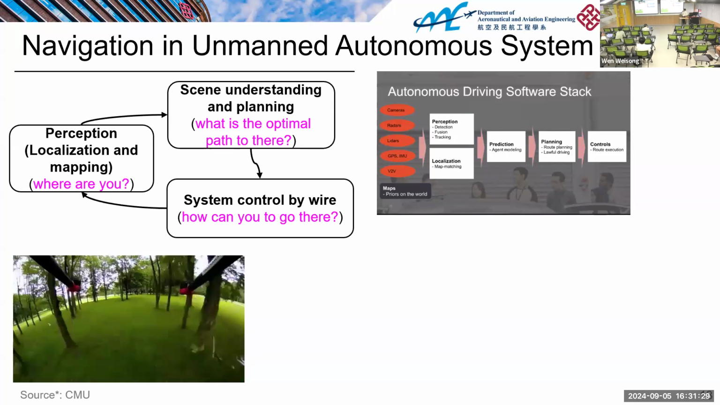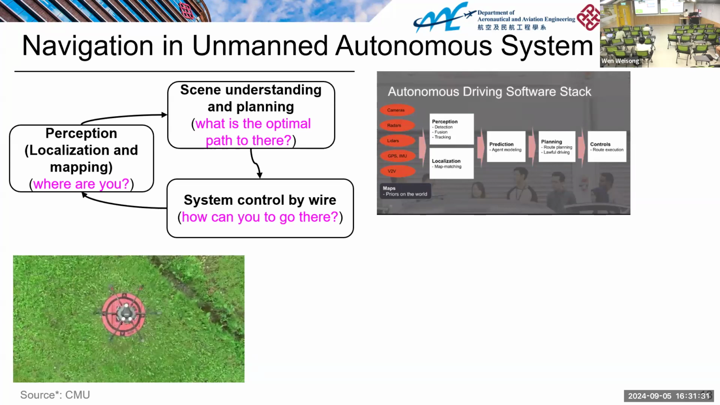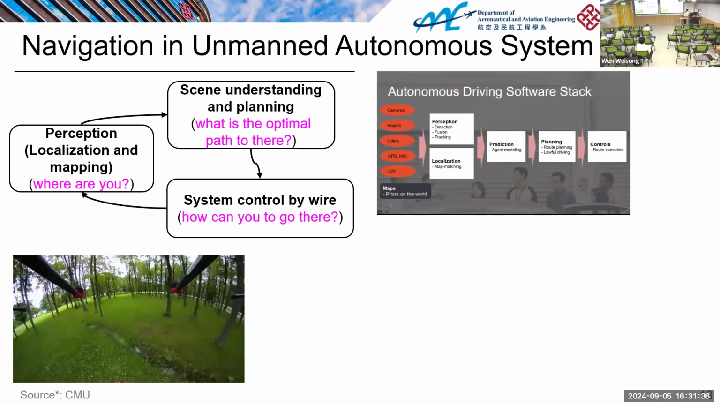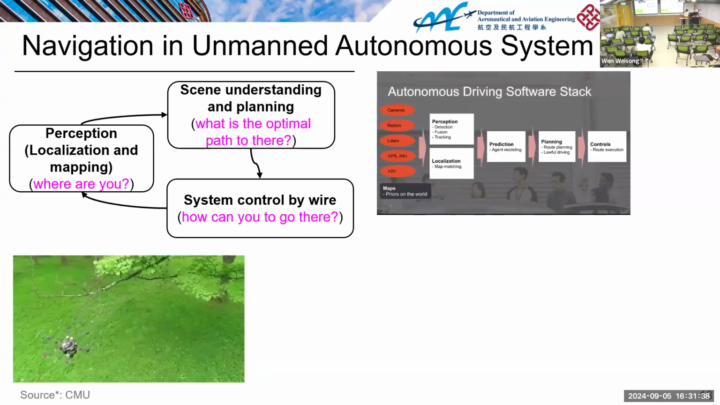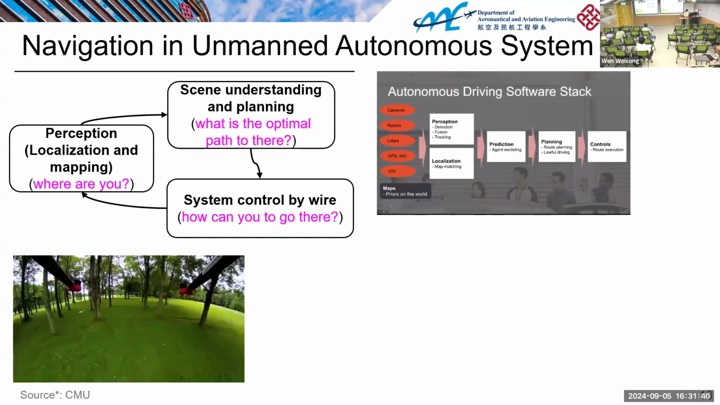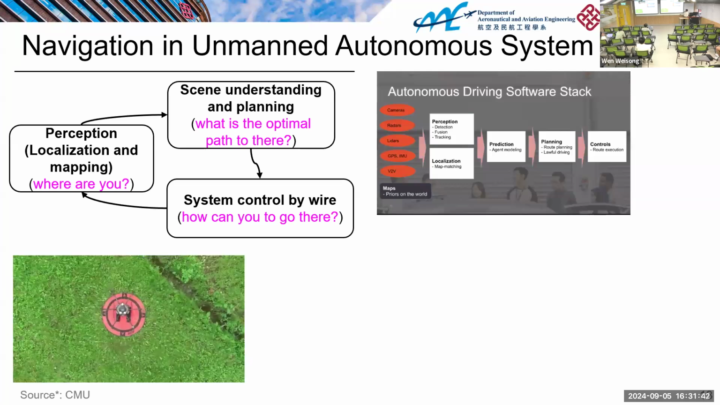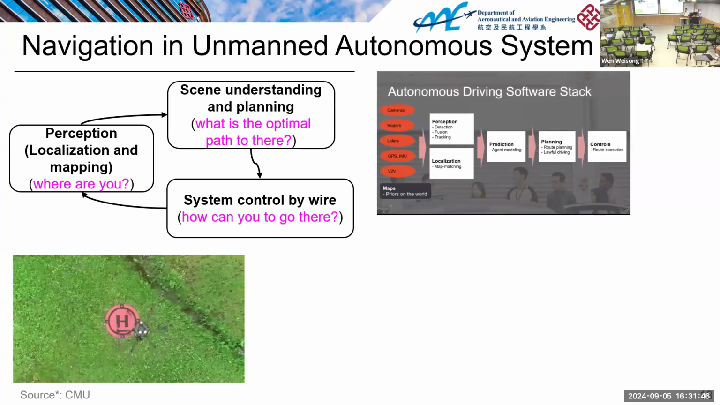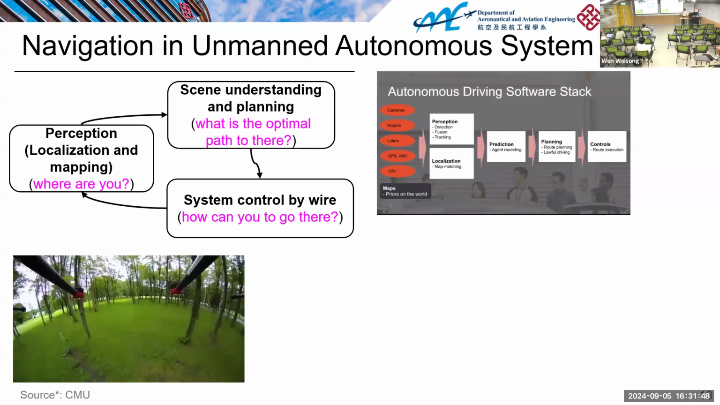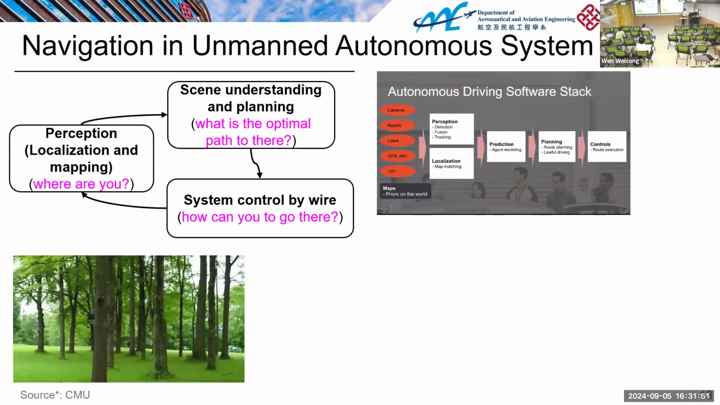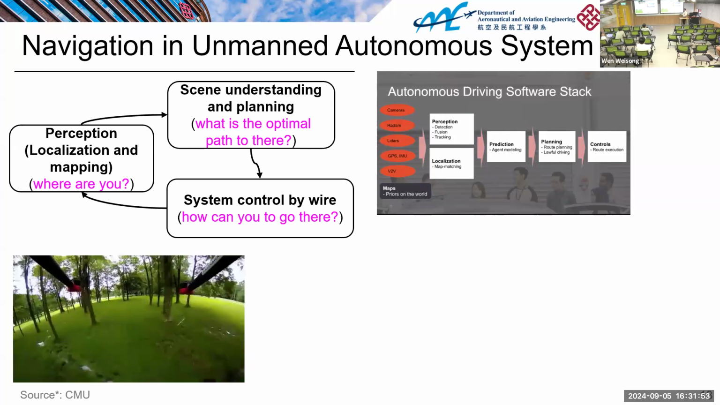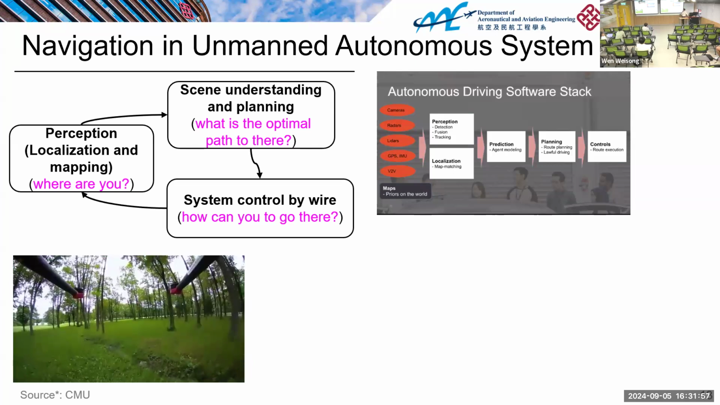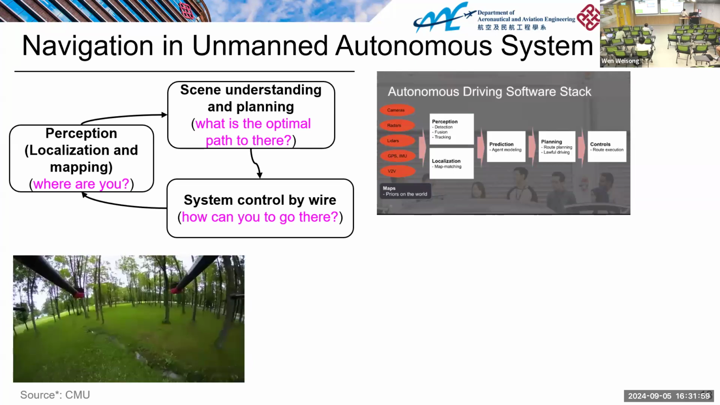So this is the first functionality part, perception. The second one is scene understanding. You need to know what is in front, and this also includes path planning: what is the optimal path to the destination? And the last one is of course control. You need to control the propellers or the wheels of the car to approach your destination. So you see, perception and localization are the most fundamental part of autonomous systems. This is going to be delivered in this course.